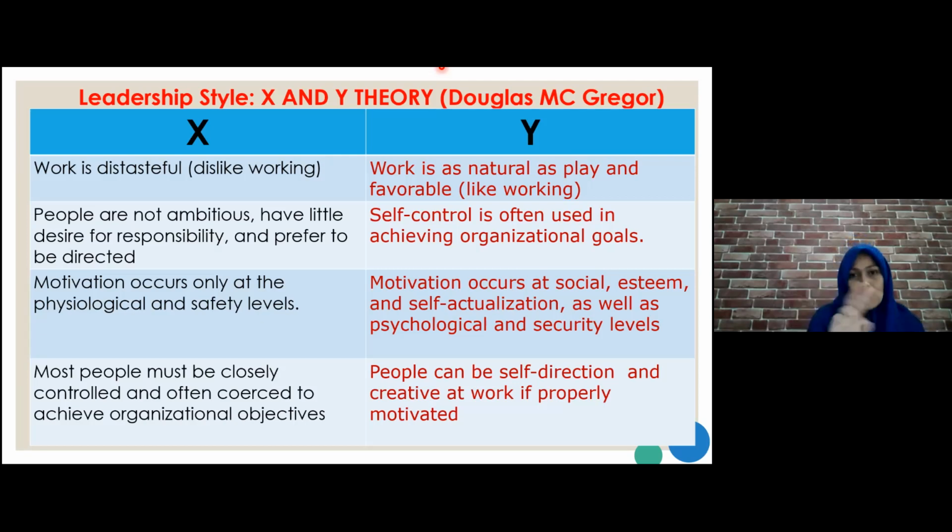So both these X and Y workers' perceptions should be handled by a manager, by a leader of a company, in order to know what the best communication way is.